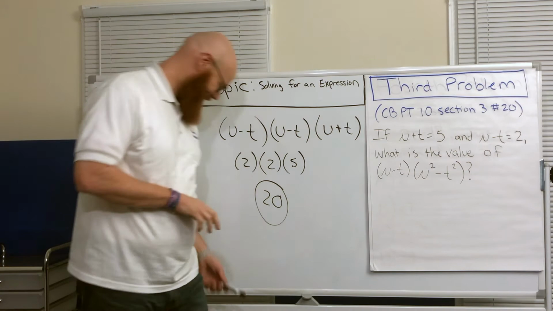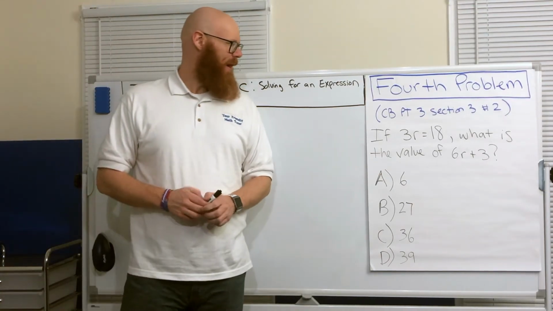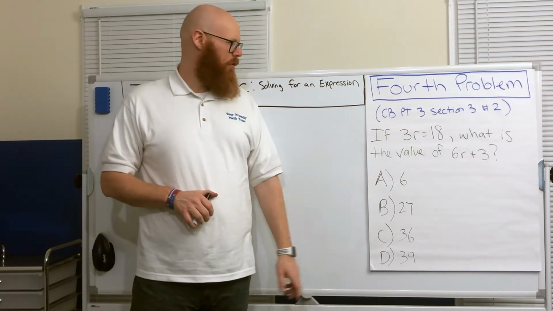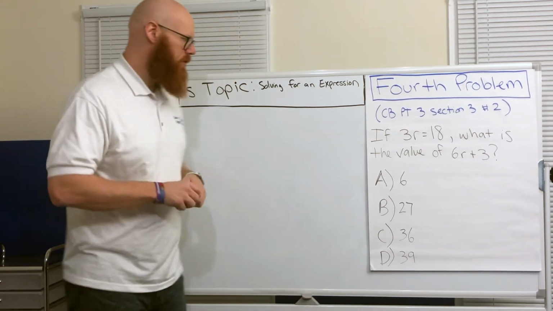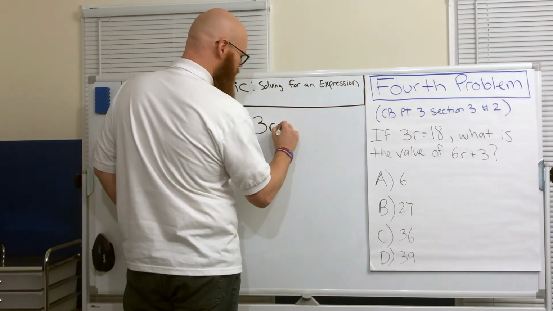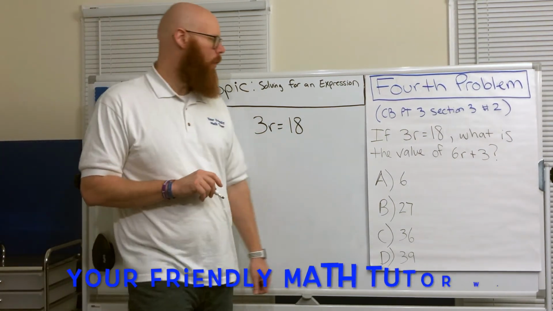So let's move on. All right, now to our fourth problem. This is College Board Practice Test 3, Section 3, number 2. If 3r equals 18, what is the value of 6r plus 3? So this is a case where we've got 3r equals 18. Let's just do it your Friendly Math Tutor way.